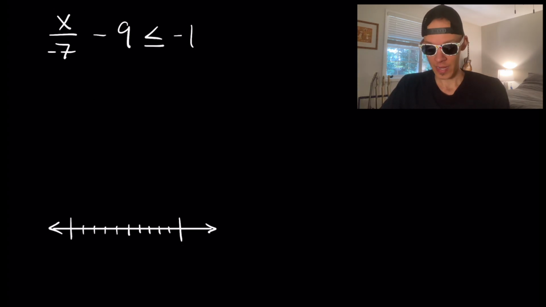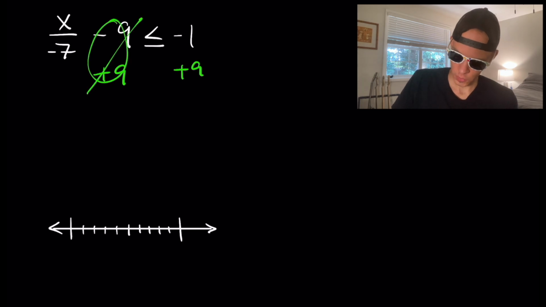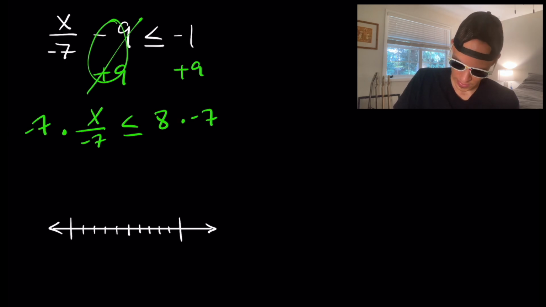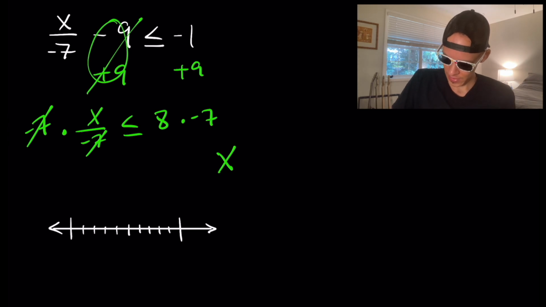All right, x over -7 minus 9 is less than or equal to -1. So I'll start by undoing that -9 by adding 9 to both sides. Those will cancel. I have x over negative 7 is less than or equal to 8. So to undo that divide by 7, I'm just going to multiply by negative 7 on both sides. Those will cancel. And remember, since we multiplied both sides by a negative number, we've got to flip the sign. So I'll have x is greater than or equal to negative 56.